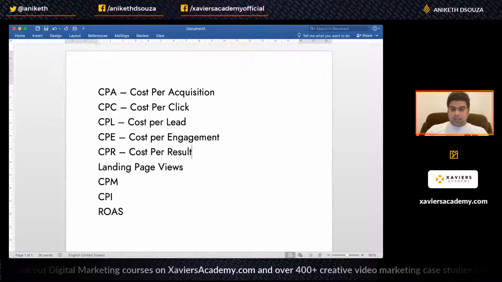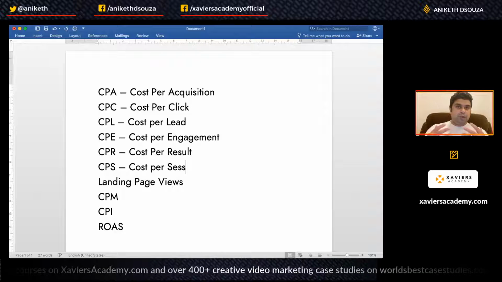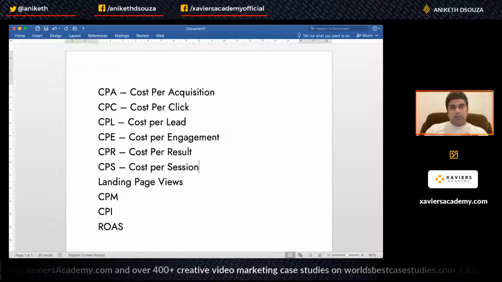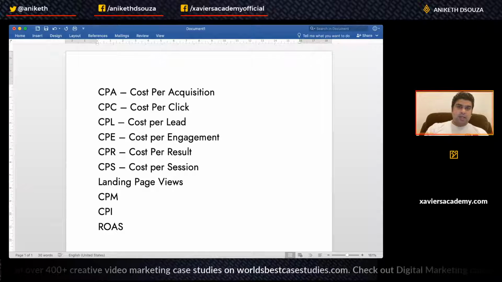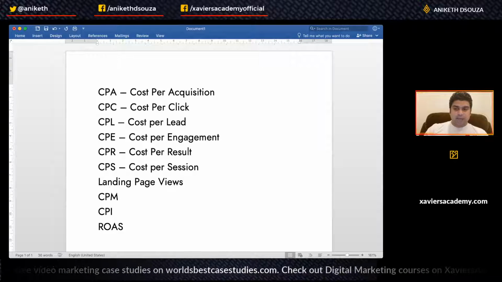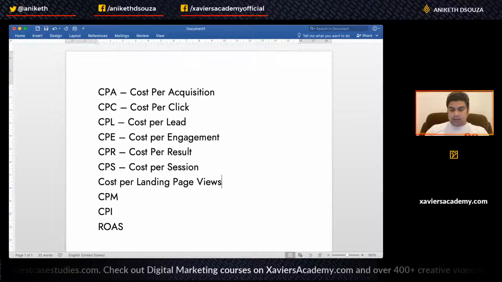Then there are other costs, like cost per session. Cost per session basically means the cost that you have spent to get a person from outside onto your website, so that he's actually browsing my site. That is where cost per session comes in. And then you have landing page views, where you put a cost to it and call it cost per landing page view, or LPV.